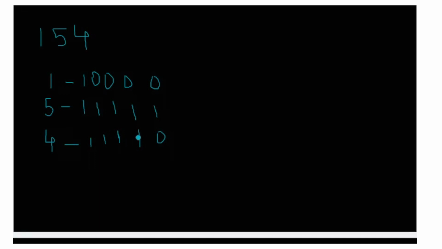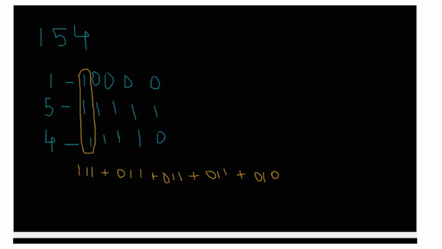Now coming to how to sum this up. I don't think that if you sum up like this it will give you 154. No. What we need to do is group them in this way. So the first number should be 111, plus, coming to the next column, 011, again 011, plus again 011, plus 010.